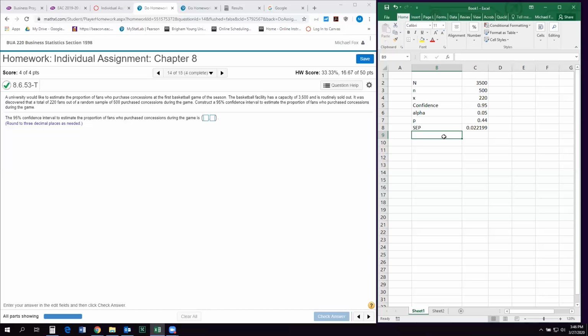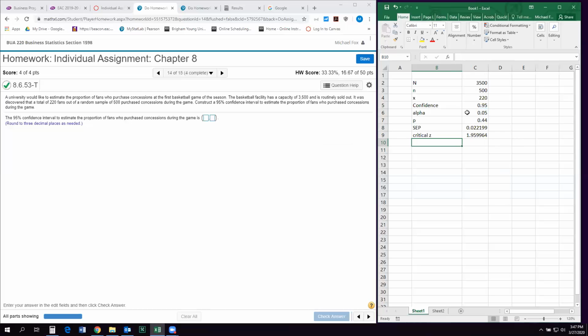And then we're also going to need our critical Z. And remember, the critical Z is the Z score of alpha divided by 2, because it's a two-tailed test. And then it's the absolute value of that. So I'm going to say absolute value of norm.s.inv for a probability of alpha divided by 2. There's my critical Z score.